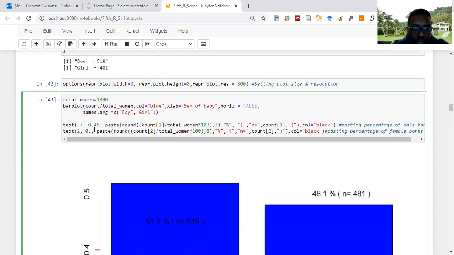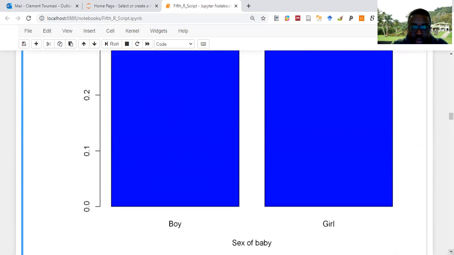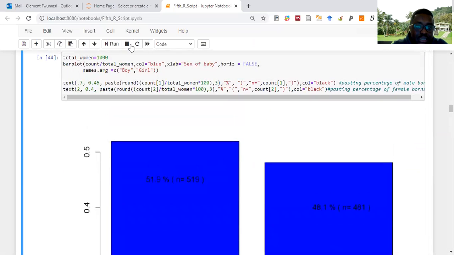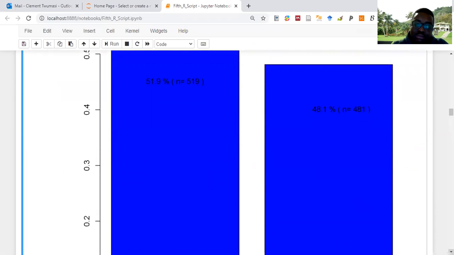So let's say 0.4. At the moment, what this is telling me is just a bar plot specifying the sex of the baby, so we have boys and girls. And then this, I just pasted. These functions were just to paste this and that. So it's pasting in, percentage wise, the percentage of male births, and the N is just telling me the actual number of boys and so on. So that's just the Monte Carlo experiment.